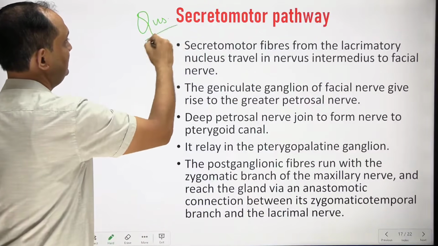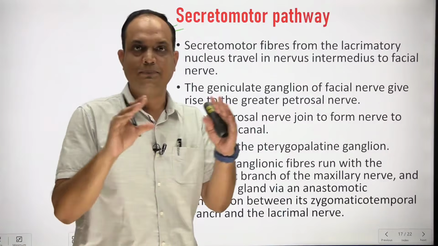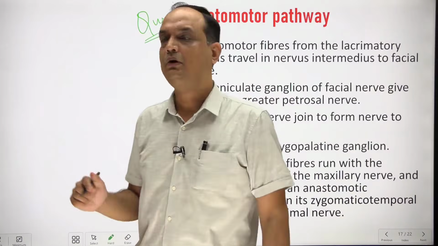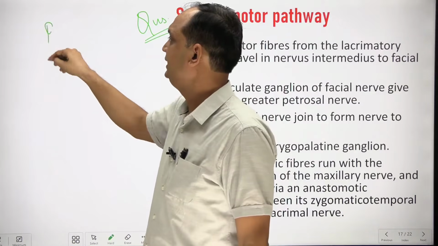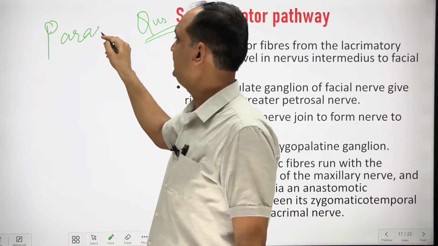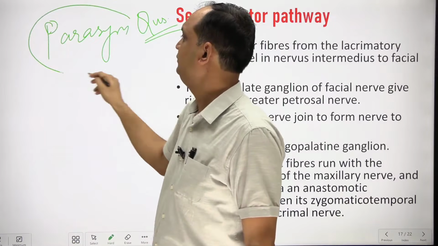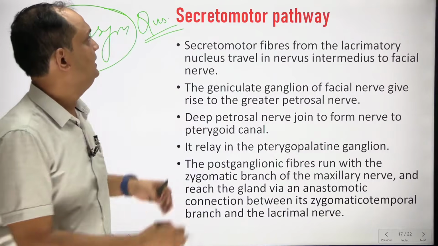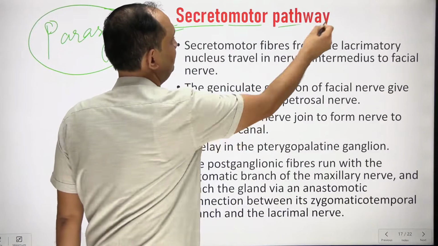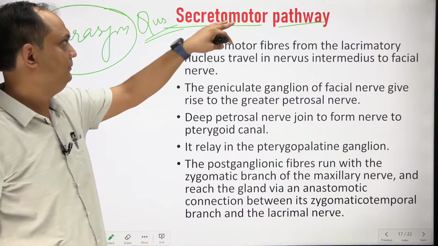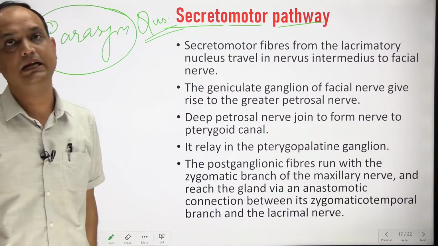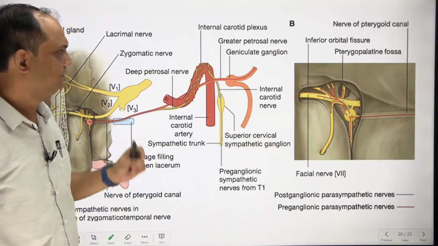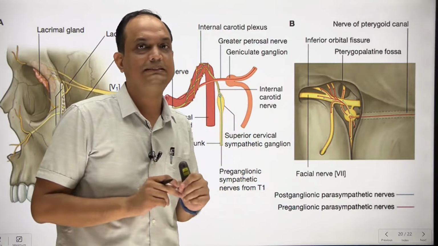How is the lacrimal secretion produced? You have to remember that whenever we produce any secretion, in the autonomic nervous system we talk about the parasympathetic. Parasympathetic stimulation is responsible for the production of secretions, and this parasympathetic supply is known as the secretomotor pathway. So what is another name of the secretomotor pathway? Parasympathetic supply.